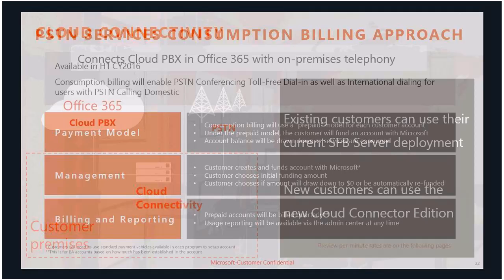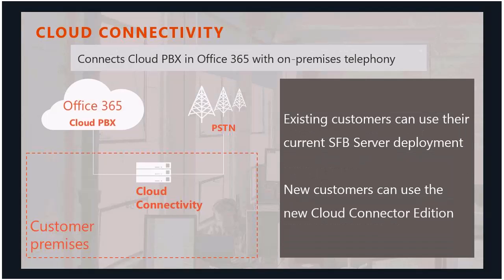All right, let's talk about cloud connectivity very quickly. As I talked about the hybrid models before, there's a couple different ways this can happen. Since Office 365 is a cloud service and the public switched telephone network is also a separate network, think of it as its own cloud.